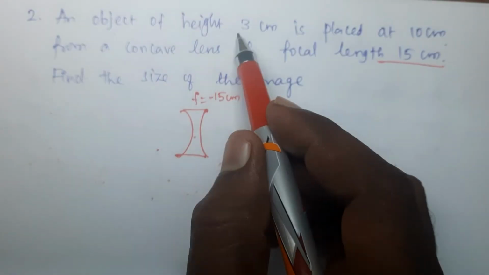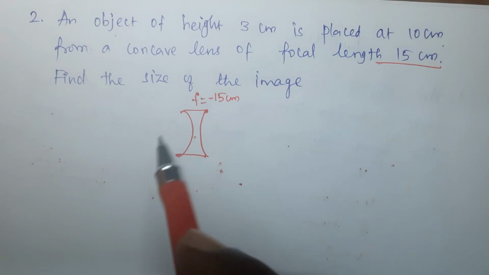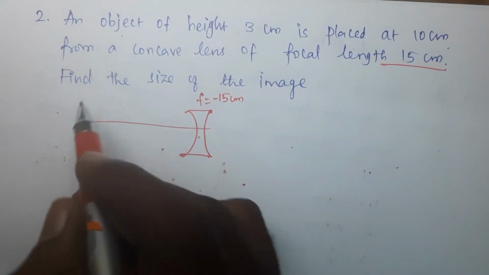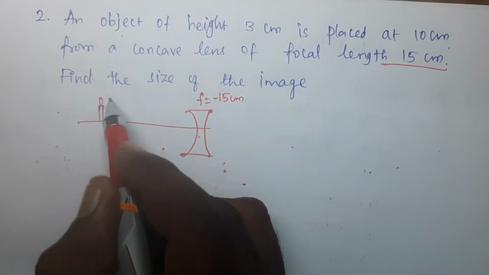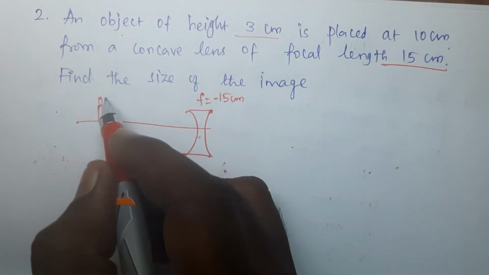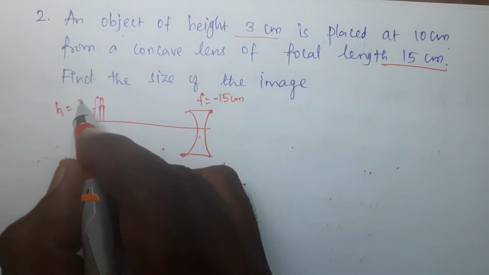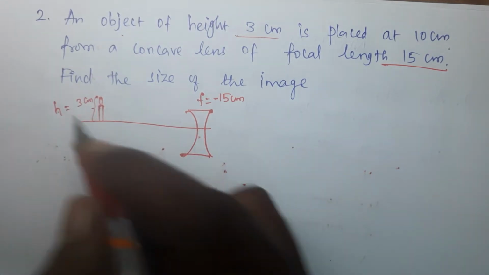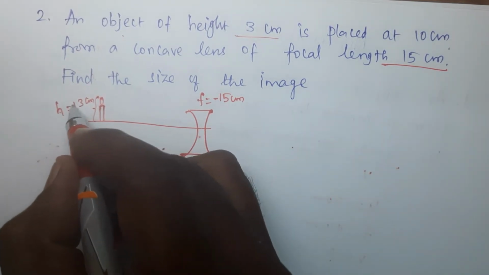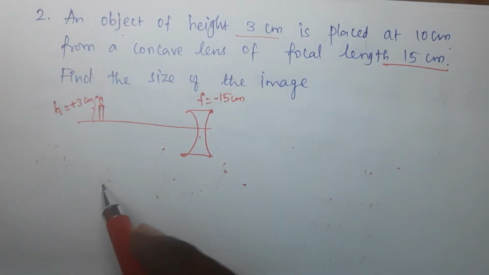The object height is 3 cm, placed at 10 cm from the concave lens. This is the height of the object. So the height of the object is given as 3 centimeter. The height of the object, denoted by h, is equal to 3 centimeter. This is above the principal axis, so you always have to take the positive sign for height of the object.